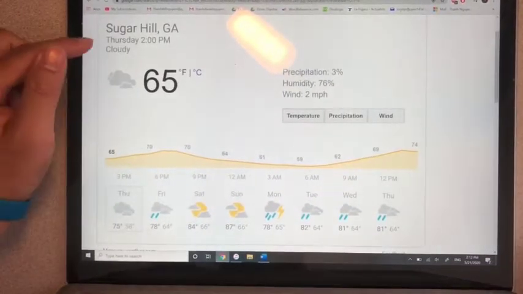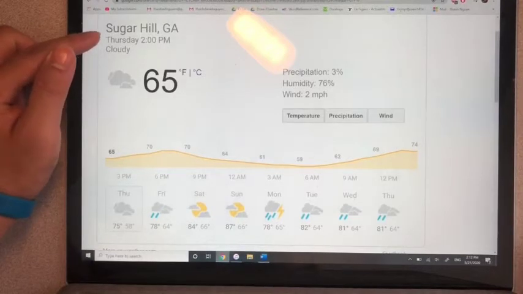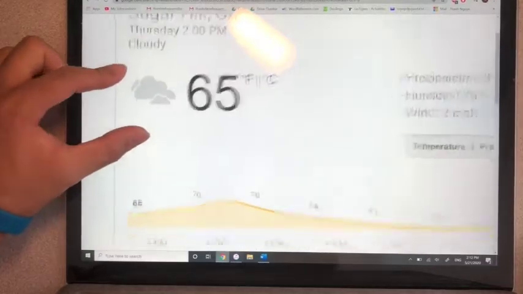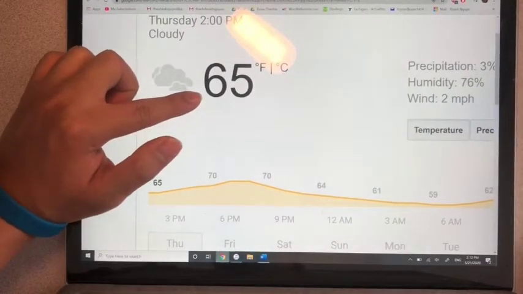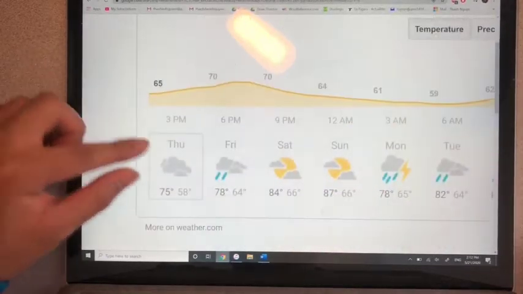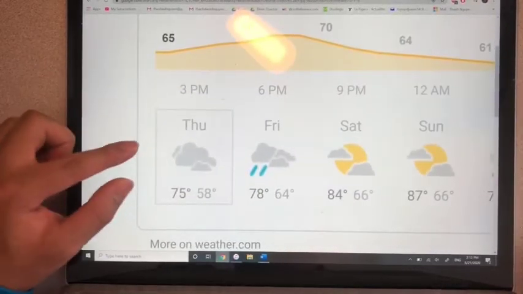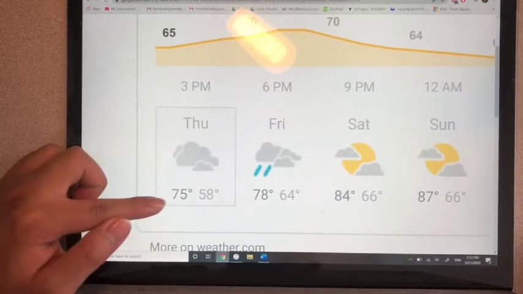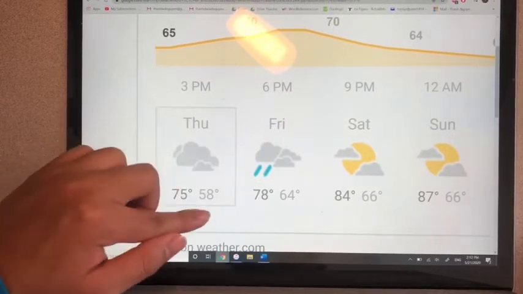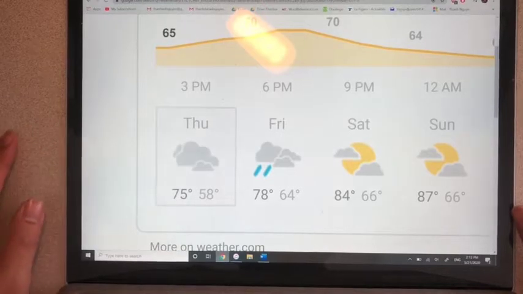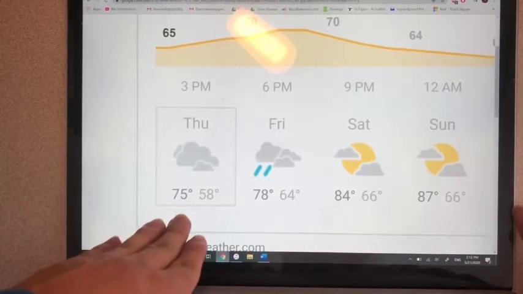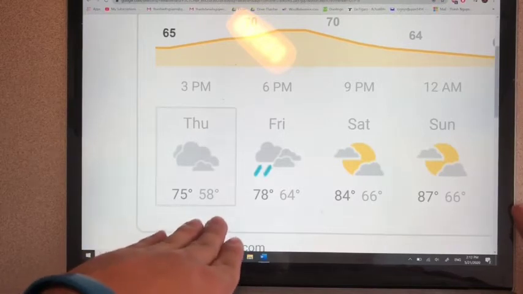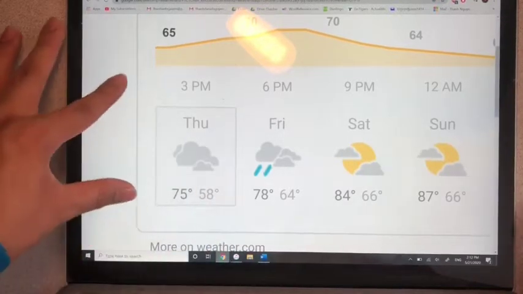Okay, so right now it is Thursday at 2 p.m. So it is 2 in the afternoon. Right now the weather is cloudy and the temperature is 65 degrees Fahrenheit. At the bottom, we have the temperature range. The high temperature is 75 and the low temperature is 58. So the highest temperature today is 75 and the lowest temperature today is 58.